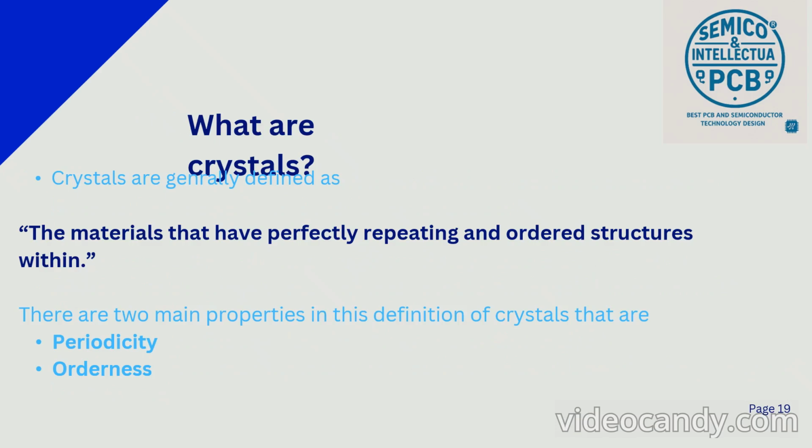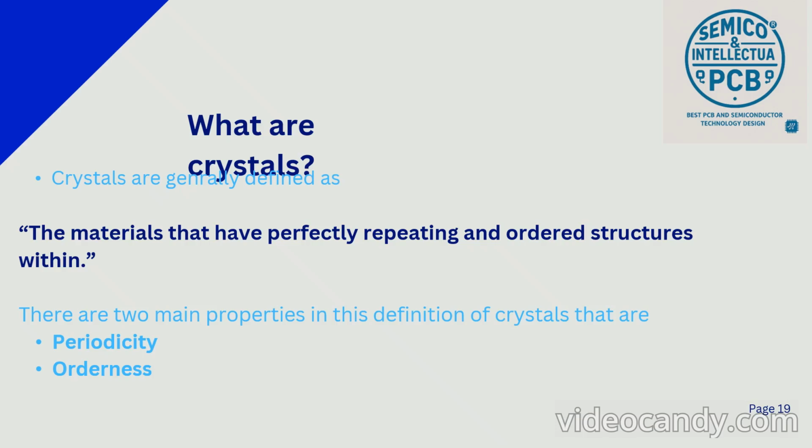So coming to our main case, what are crystals and how are they defined? In 99% of cases they are solids that have perfectly repeating ordered atomic structures, and these materials have two major properties that they possess. First, they have periodicity in their structures, and the second property is that they have an ordered structure. So their structure is ordered and their structure is periodic.